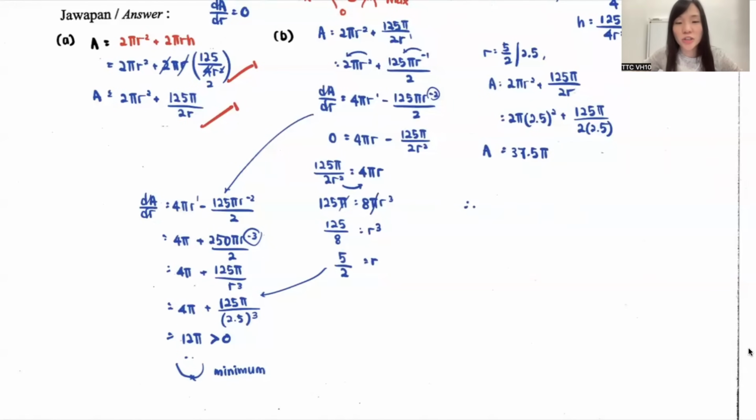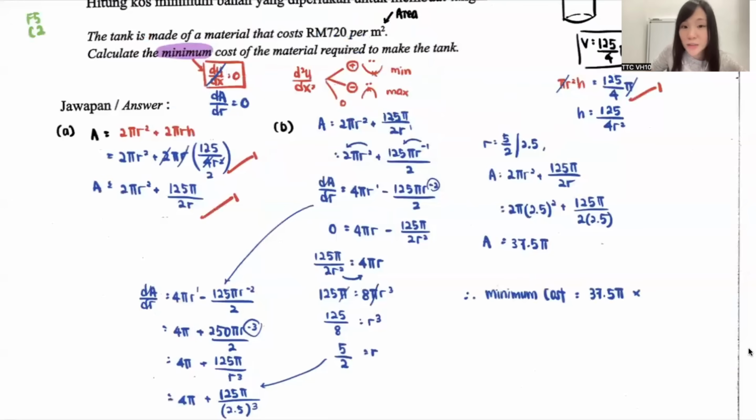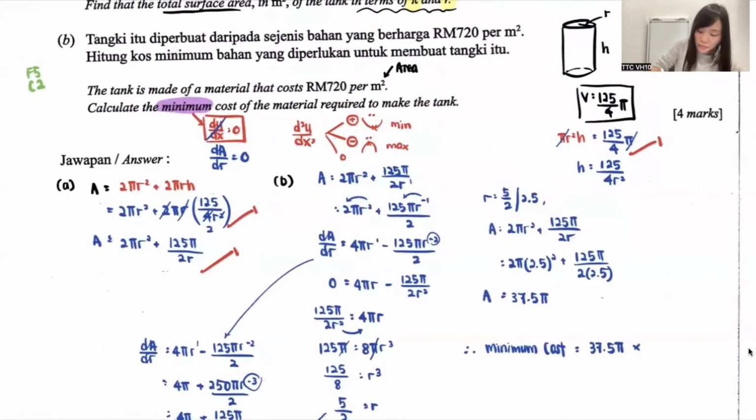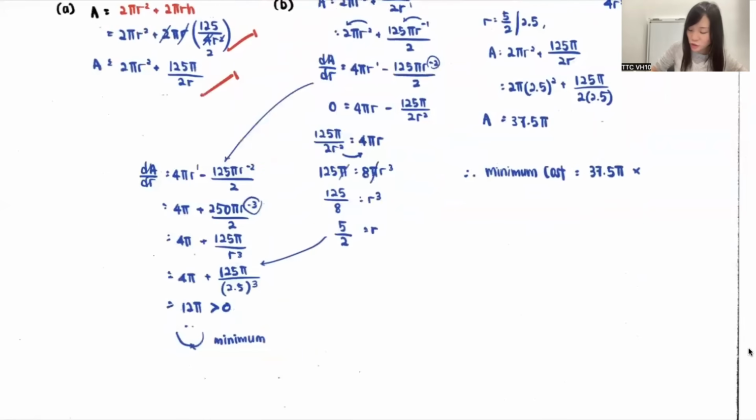Because after all, this question never asks you to find the minimum radius or the minimum area, because they want to find the minimum cost. So how do you find the minimum cost? The area that you have now should be multiplied by the price for every single meter square. Every single meter square is RM 720. So you use the size times RM 720, then you will know how much the cost is.